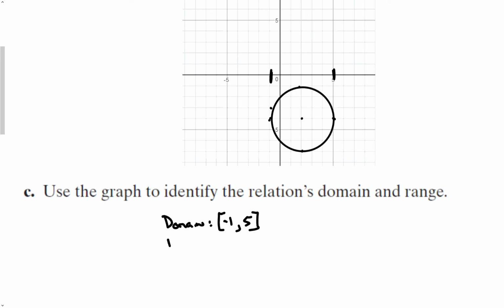The range of this relation, if I look on the y-axis, starts down there and goes up to there. So it goes from smallest to biggest, -7 to -1, including -7 and including -1.